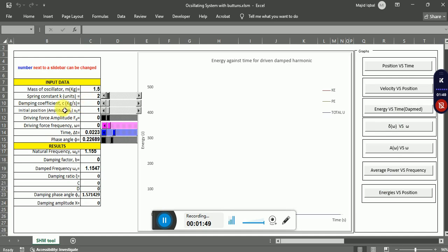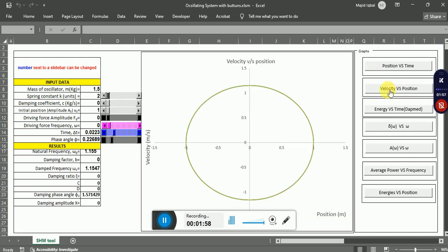Now, if you see this, the damping coefficient is 0, and that's why the velocity versus position graph is a loop, which means the object returns back to the initial position and continues its motion without loss of energy.